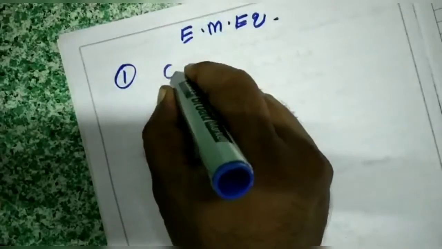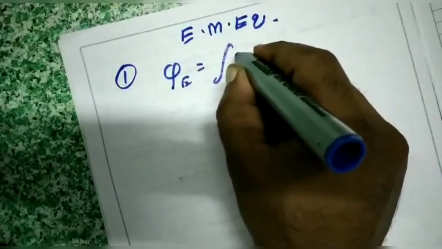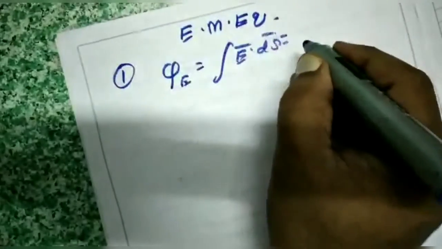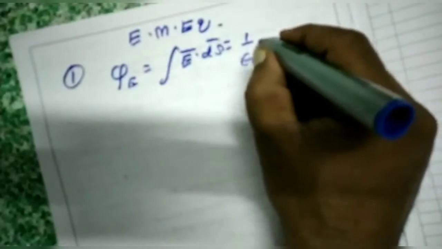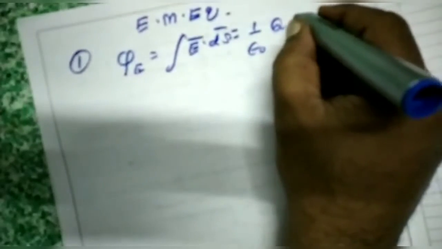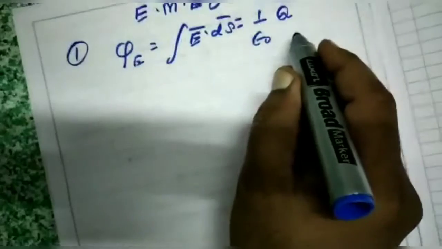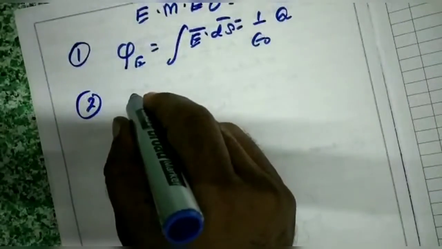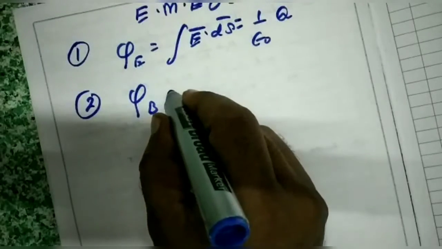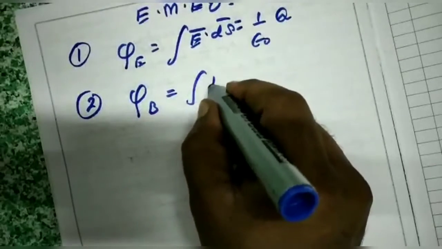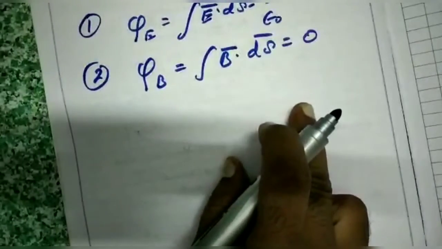What is this? Total electric flux through an enclosure can be written as integral E bar dot ds bar, which is equal to 1 by epsilon 0 into the total charge present inside the Gaussian volume. So this is the Gauss law in electrostatics. Second one, Gauss law in magnetism, means that total magnetic flux through any enclosure can be expressed like this: integral B bar dot ds bar, but its answer is 0, which is called Gauss law in magnetism.